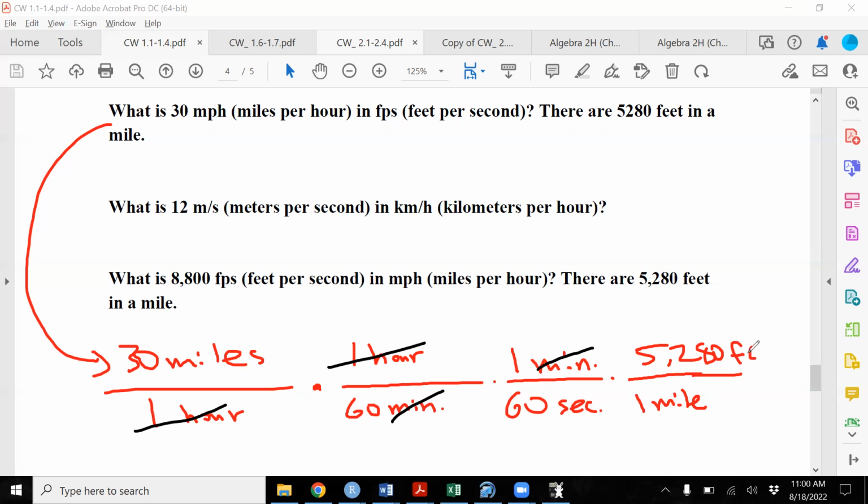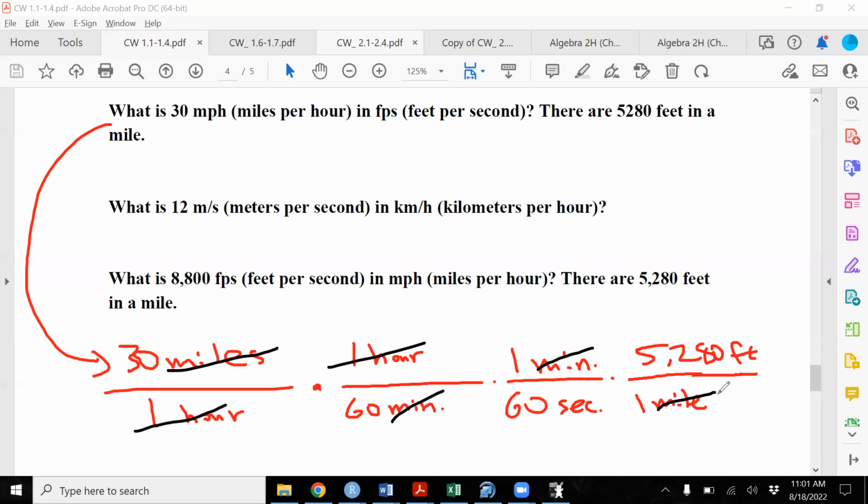But we need 30 miles. Yes. See, these cancel? Shannon, right? Oh, great question. I kind of glossed over this. I can see the confusion.